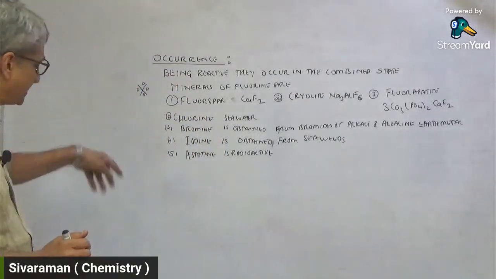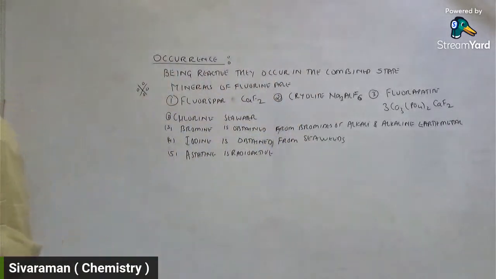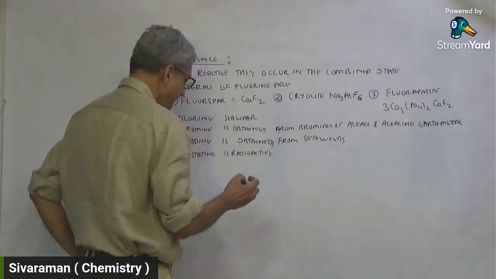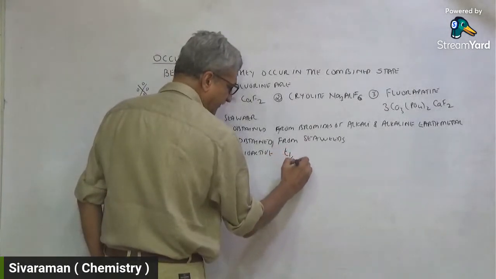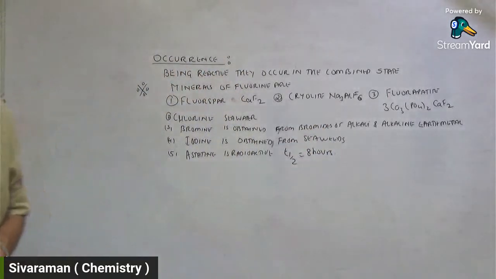So you take down this much, and then I'll just check the half-life of astatine, whether it was ever asked. Eight hours. Okay. Astatine is radioactive, its half-life is 8 hours. This has been asked sometime. That's what I was checking in the question.